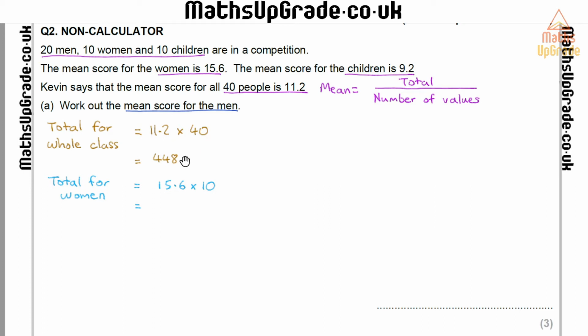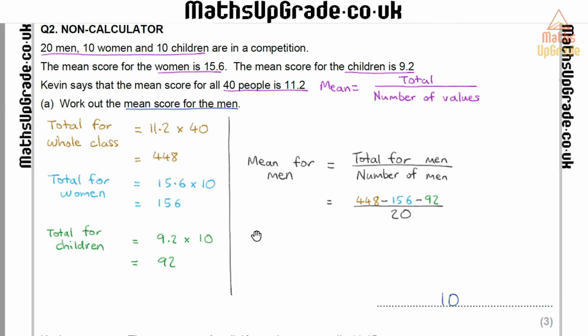In a similar way, the total for the women is the mean for the women times the number of women. So that's 156. The total for the children is 9.2 times the number of children, 10, which is 92. So we can find the total for the men by subtracting the total for the women and the children from the total for the whole class. That gives us 200. Then, since the number of men is 20, 200 divided by 20 gives us the mean, which is 10. And that's 3 marks for that question.